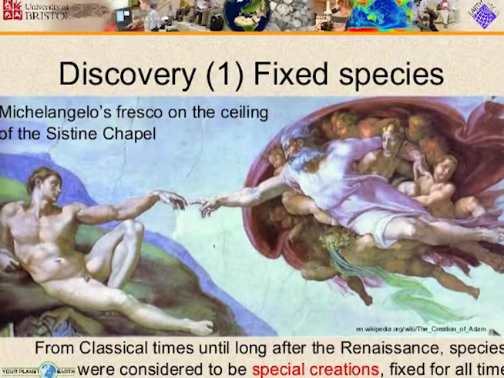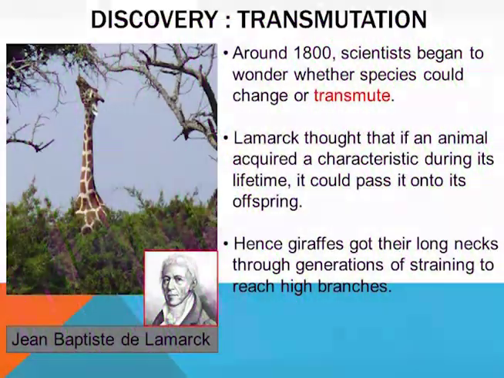Discovery factor: fixed species. From classical times until long after the Renaissance, species were considered to be special creations fixed for all time. Species were static and fixed, their adaptation and complexity designed by God, and varieties showed minor differences caused by local conditions.